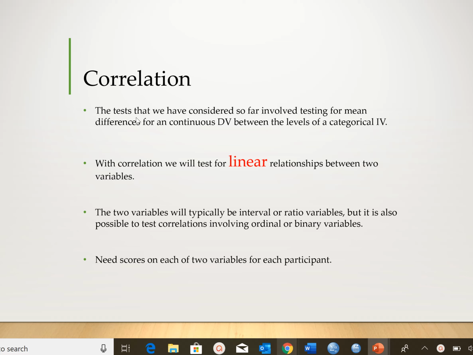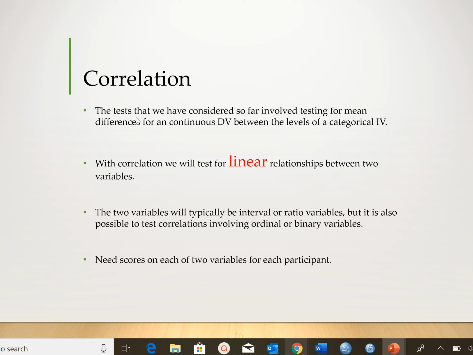That's an important point: it tests linear relationships and not curvilinear relationships. So the variables are either positively related, where if variable x goes up, variable y also goes up, or they're inversely related, where when variable x goes up, variable y goes down. But it doesn't test more complex relationships where as variable x goes up, y might go up to a certain extent, and then at some point y might go down. So it doesn't test curvilinear relationships.